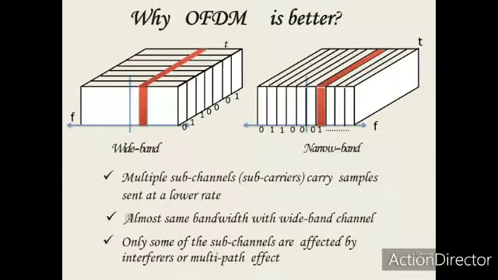Then why is OFDM better? Because the multiple subchannels or subcarriers carry the samples and send them at a lower rate. Almost it has the same bandwidth as a wideband channel. Only some of the subchannels are affected by the interference or multipath effect in this OFDM.